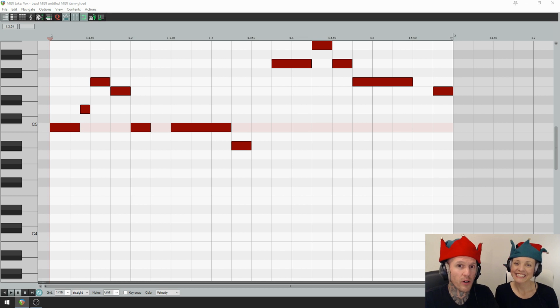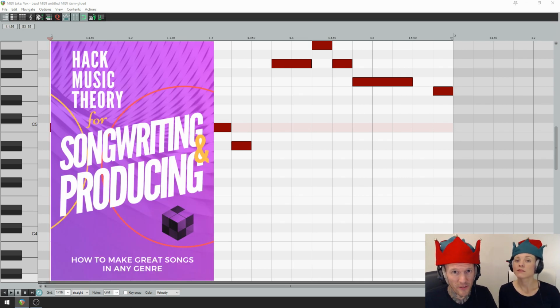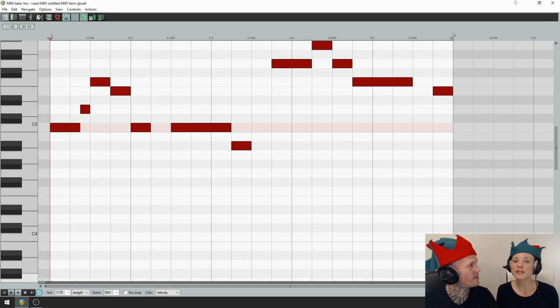So what are our chords in C Mixolydian? We've got C major, D minor, E diminished, F major, G minor, A minor, and B flat major. And by the way, if you want to learn about all the modes and all the chords you find in all the modes, then check out our super simple mode hack. You'll find that in our songwriting and producing PDF. The link is below.